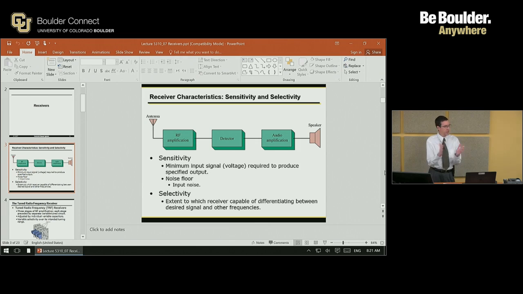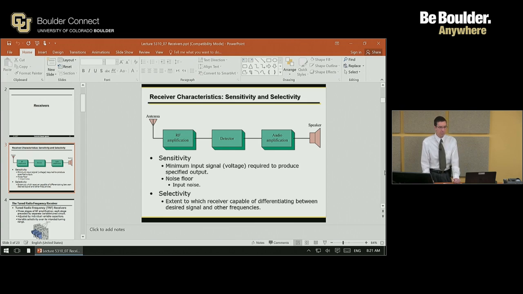Selectivity is your ability to tune a single channel if you've got two stations that are relatively close to each other, but are still compliant with the FCC regulations on where they're supposed to be. Is your receiver selective enough to filter out the station that you don't want to hear and only receive the station that you do want to hear? So those are the two characteristics you look for.